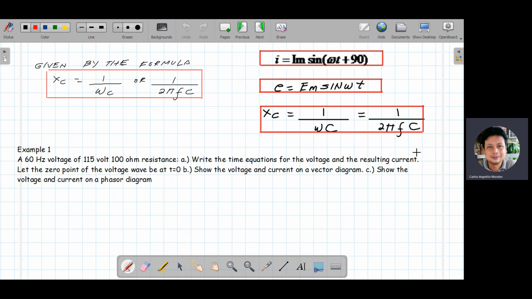Ibig sabihin, kunin mo daw na yung 0 point ng voltage wave na maging time ay 0. Yung starting point niya ay 0. So, pakita mo rin daw yung voltage tsaka current on the vector diagram. Pakita mo rin voltage and current on the phasor diagram. So, given, no? Class natin.